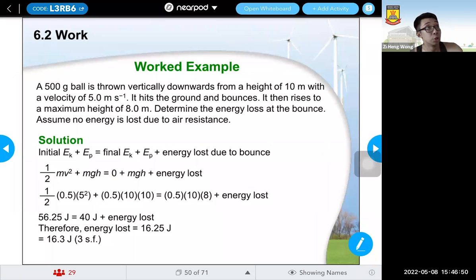So we start to move on to slightly more complicated examples. This is the exact formula that I just wrote just now. Initial K plus initial PE will be equal to the final K plus final PE plus any energy loss. So still the same, now thrown vertically downwards. Because it's thrown vertically downwards and not dropped, there will be an initial kinetic energy.